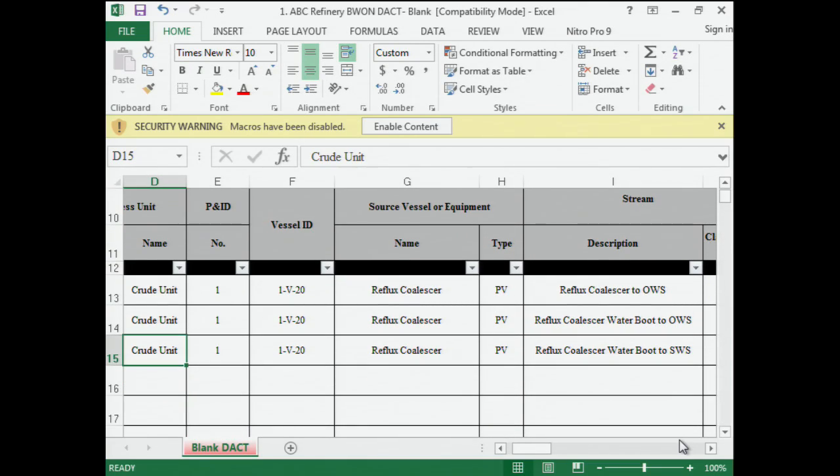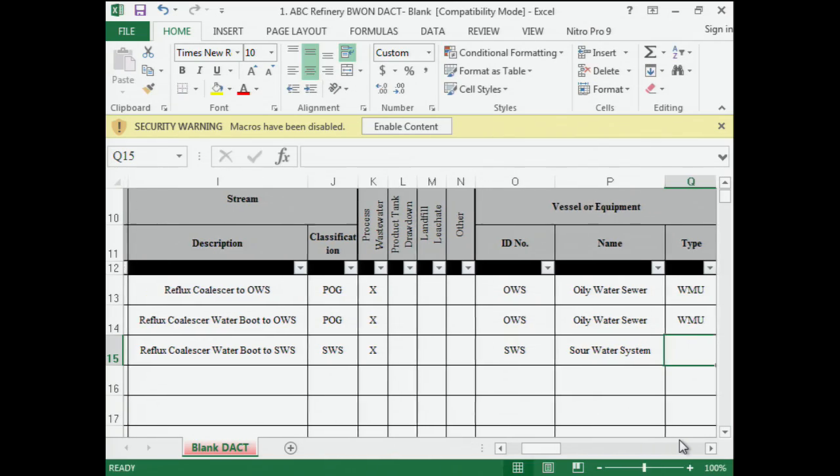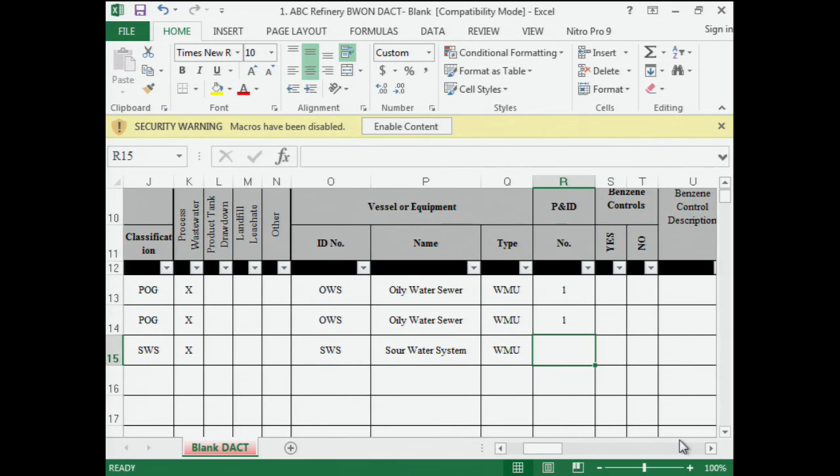And over here, this isn't one where we have a P&ID that shows it directly going to it, it just says the box 98. So I'm just going to put, typically what we like to do is even if it's a sour water system, we're going to try to find that next vessel, that next waste management unit that it is going to.